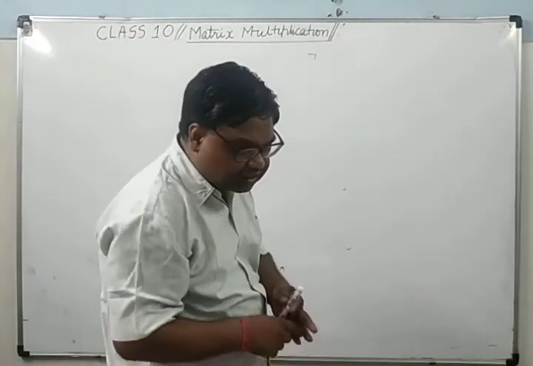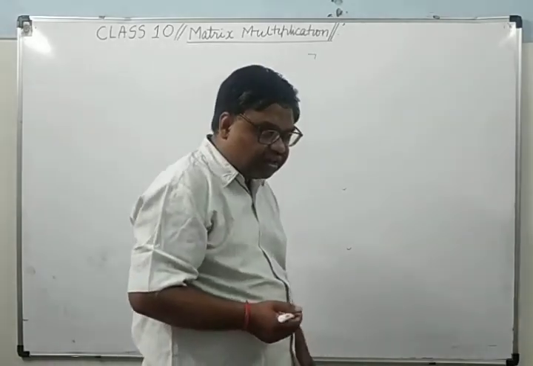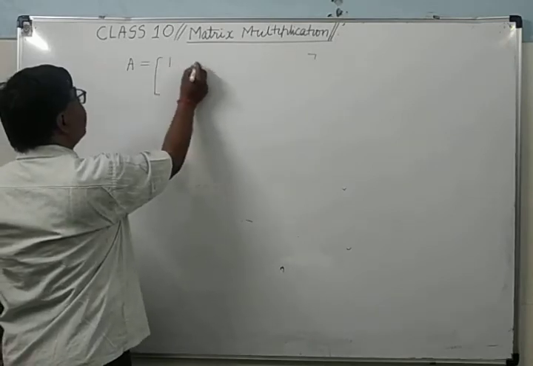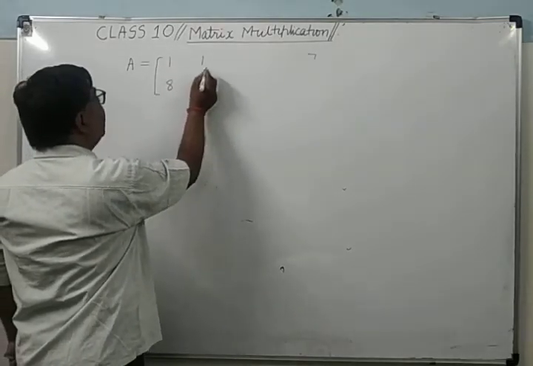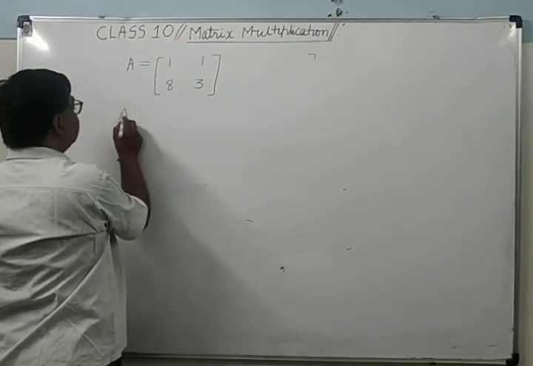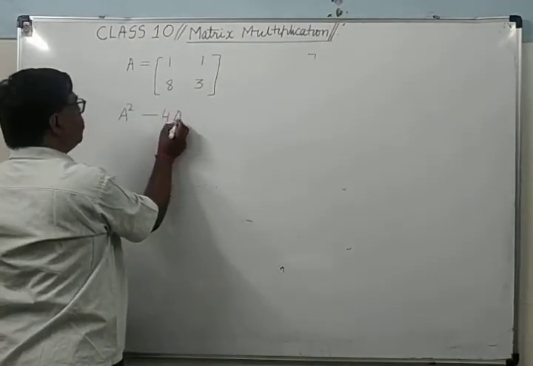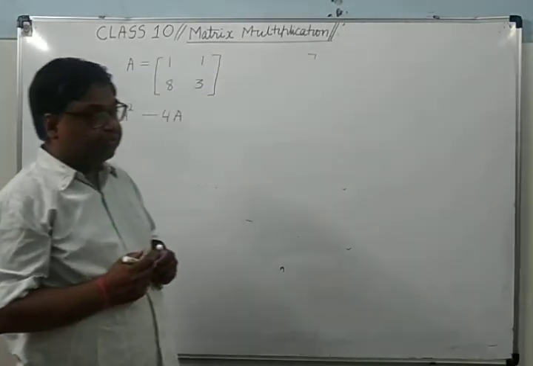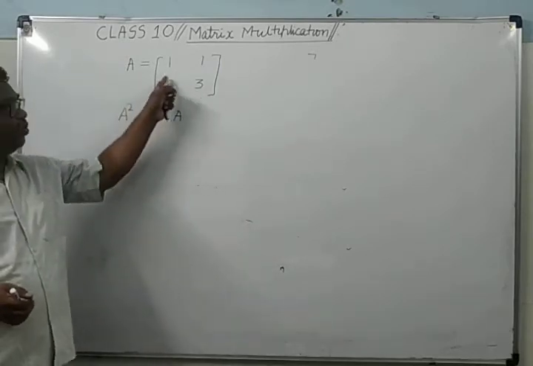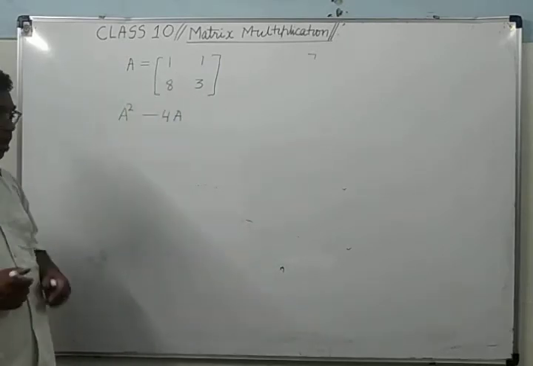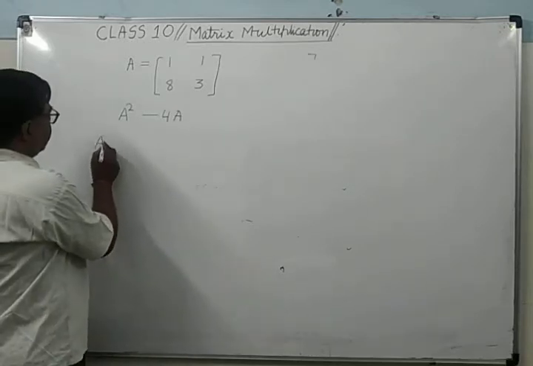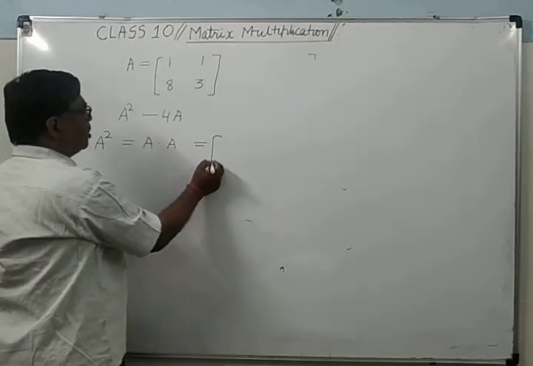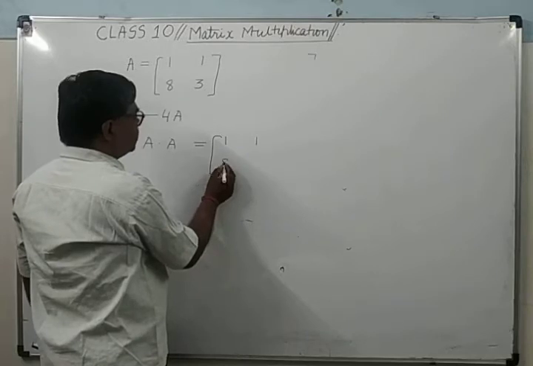Here this is a matrix A, given as [1, 1; 8, 3]. You have to find A square minus 4A. Now see here, what is A square? A square does not mean that you have to square each element. It's clear? A square means A into A. A into A means the same matrix will be written twice.